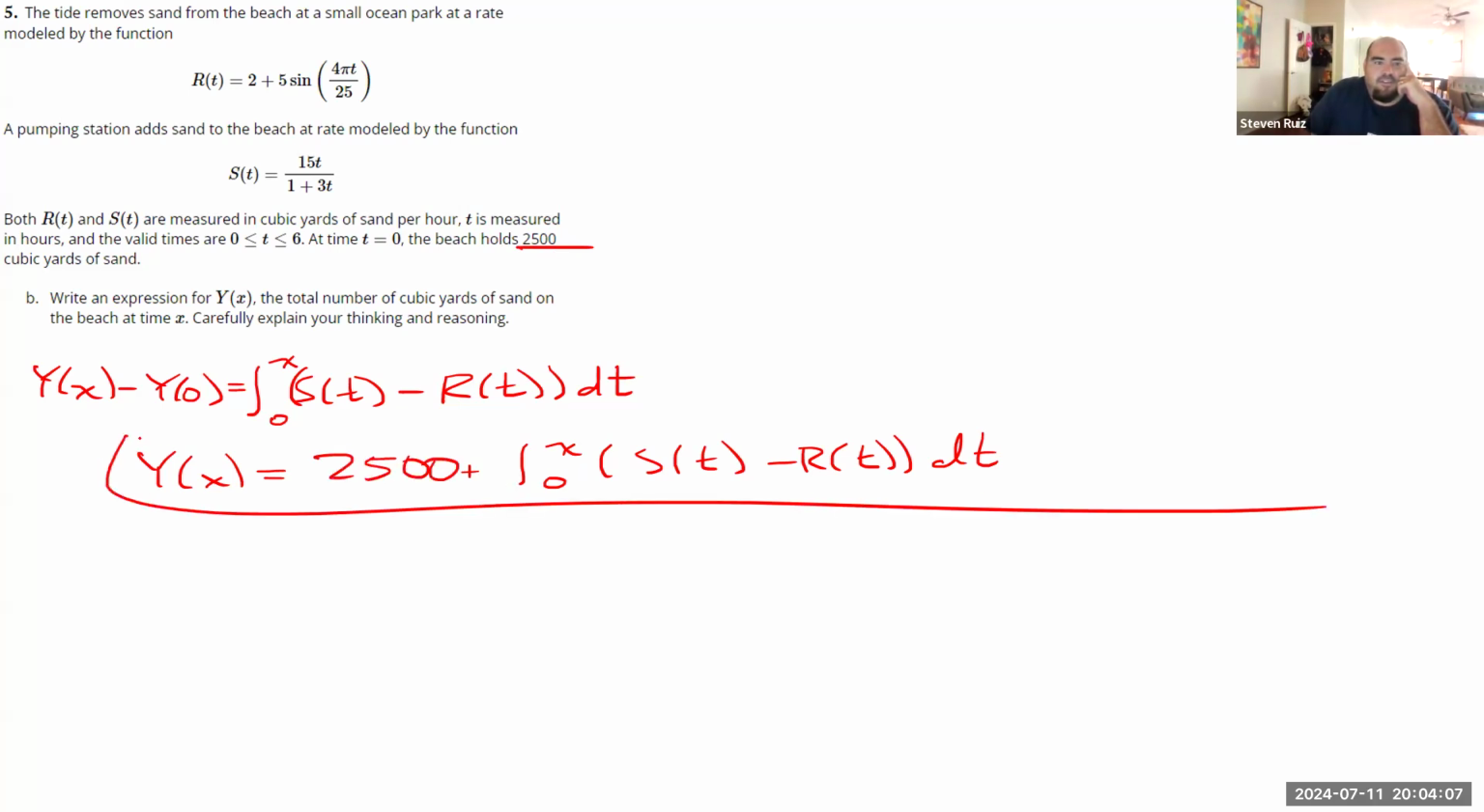So this function right here is a variable function. I can plug in any value of x, and this expression, including that integral, will give me the total amount of sand on the beach at any given time.